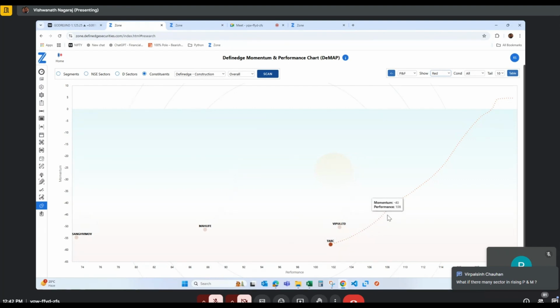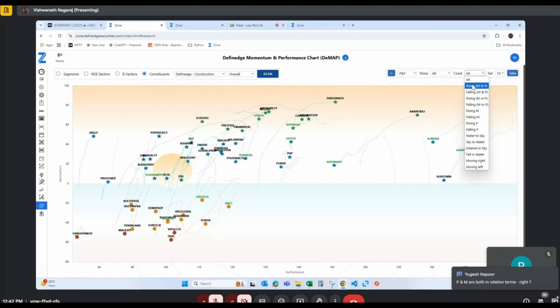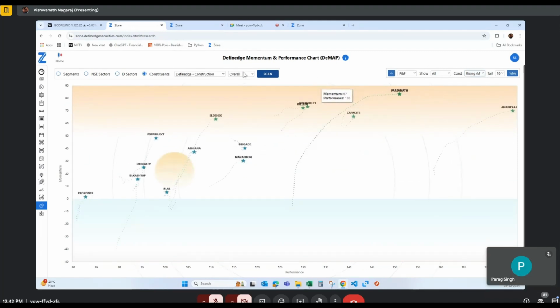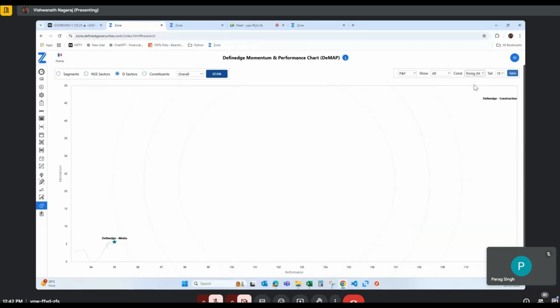What if there are many sectors in rising MNP? Yes, there will be. Now is the situation that it is not, right? This is the time where you need to check first water to sky. If there are more, there are more. There's no two ways about it. You need to spend more time, which also measures if there are more.